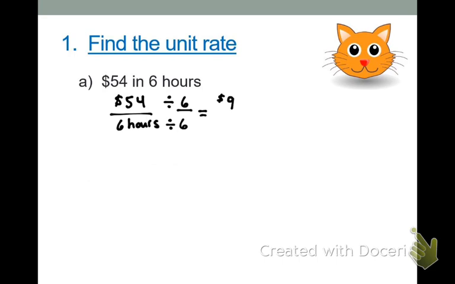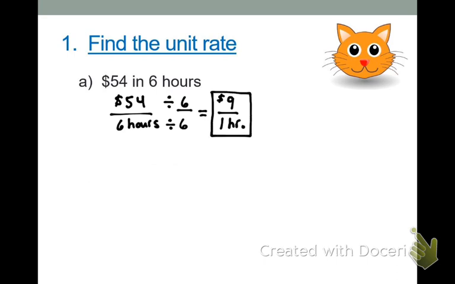What's $54 divided by 6? $9. You got to make sure you give me the units. And what is 6 hours divided by 6? 1 what? Hour. Okay, so once again, the main thing is that you make sure the units are attached. The units are attached right here because it's a dollar sign. Now, how would I read this? What's my answer?